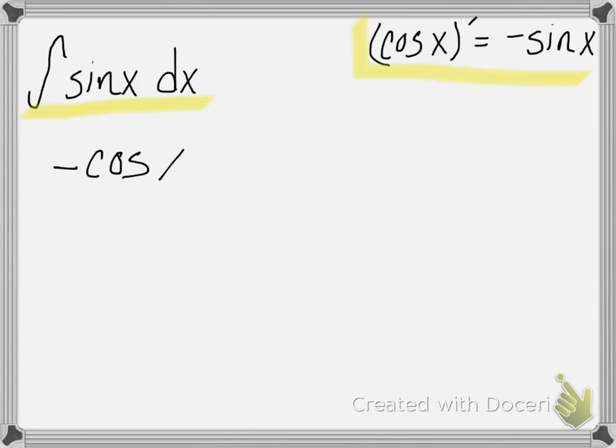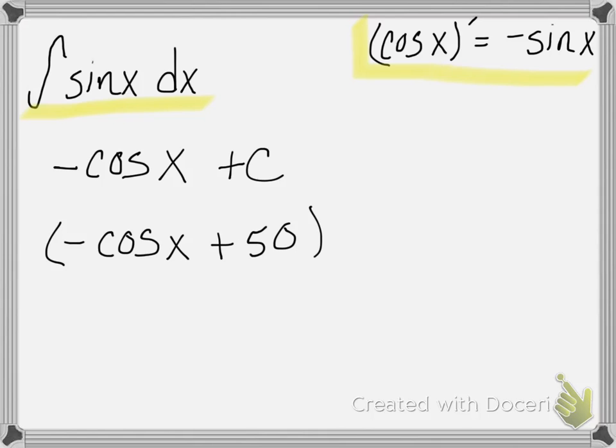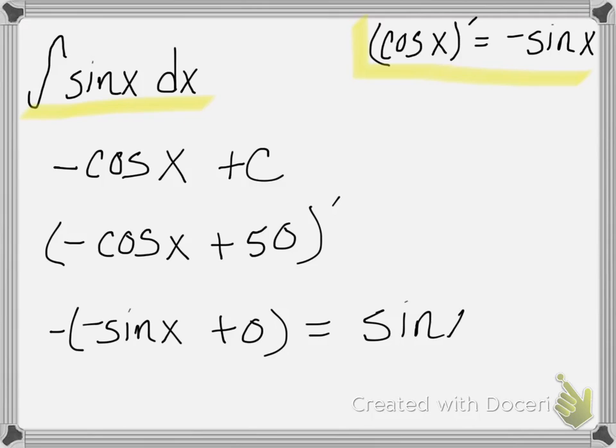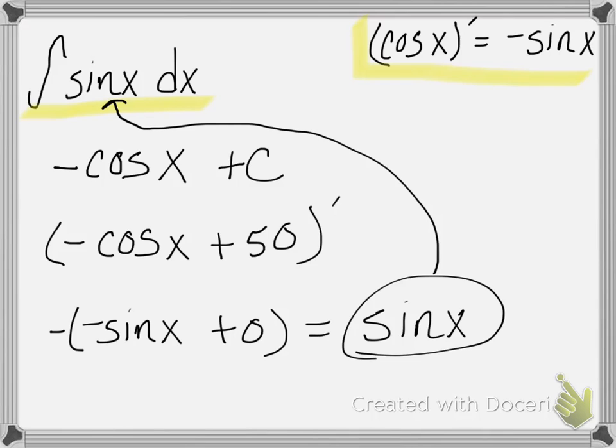So it's going to be negative cosine x plus some constant, and you can check it by taking the derivative of negative cosine x plus some constant, just say 50. We keep the negative, and the derivative of cosine x is negative sine x, and the constant becomes 0, and that gives us a positive sine x, which was what we were looking for.